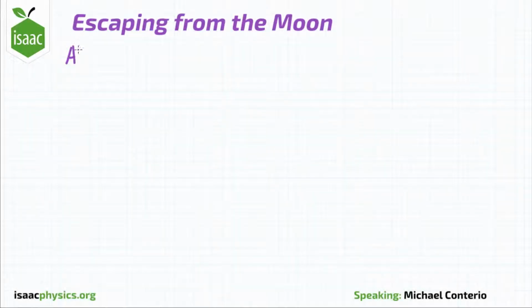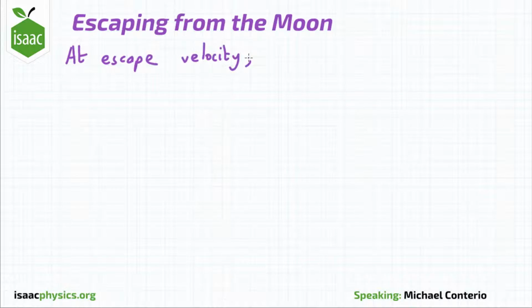At escape velocity, the object has exactly the right amount of energy to be able to escape from the gravitational pull of the object that it's sitting on. So its total energy, E, is equal to its kinetic energy plus its gravitational potential energy, and must be equal to zero, provided that we define the gravitational potential energy at infinity to be equal to zero.